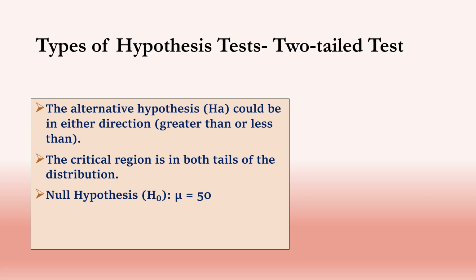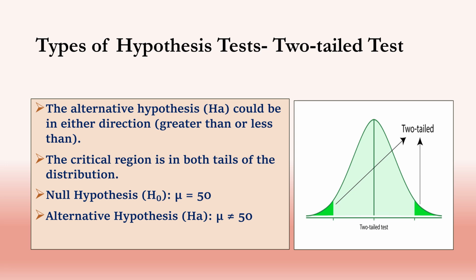Let us consider an example. Null hypothesis H0: mu equal to 50 and an alternative hypothesis: mu not equal to 50. Here the alternative hypothesis suggests that the population mean could be either greater than or less than 50, and we are testing to see if the data provides enough evidence for either possibility.